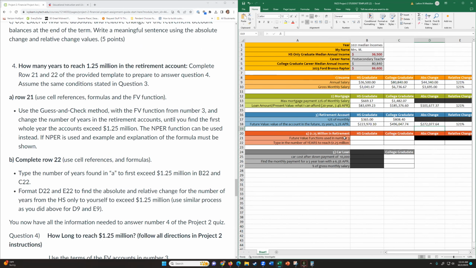Okay, so for number 4, this is probably the trickiest one to get set up correctly in the table. You're trying to do a guess and check. So we're using the same formulas from number 3. I don't want you to just copy paste them down here by setting equals the cell, because it won't actually give you a formula you can adjust.